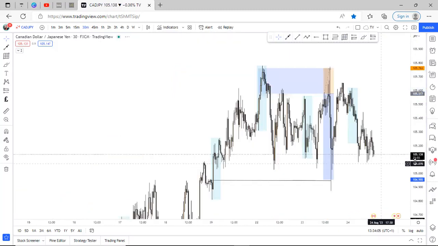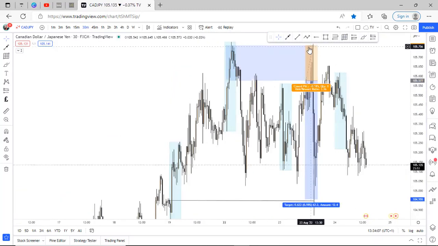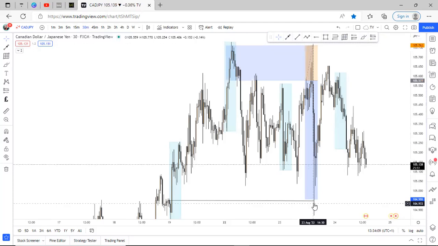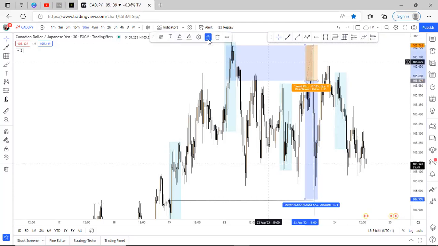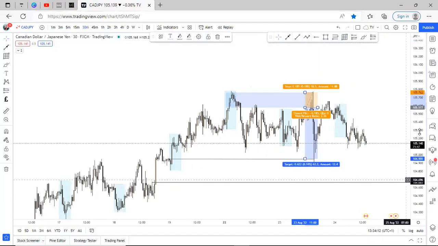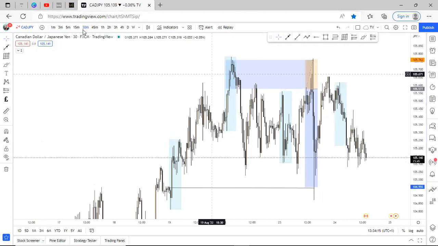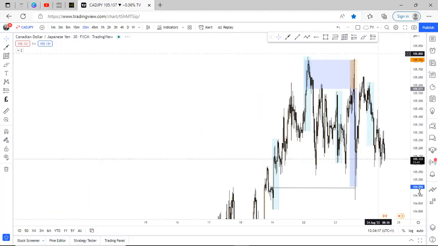Just by seeing it, you can see how I was stopped out and the market ran and hit my take profit. So it was a painful one yesterday. That was on Tuesday. So why am I selling CADJPY?